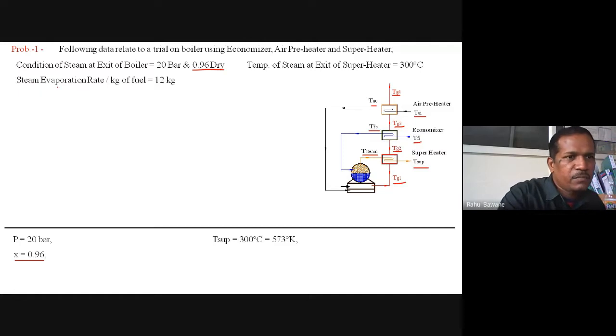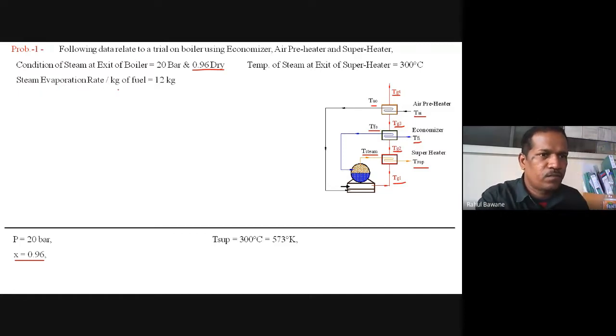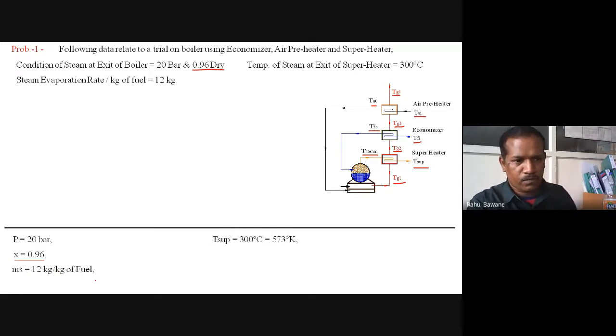Next, steam evaporation rate, kg of steam per kg of fuel is 12. Steam evaporation, so water gets evaporated and steam is generated. So the steam generation rate is given, that is the mass of steam generation, 12 kg per kg of fuel.